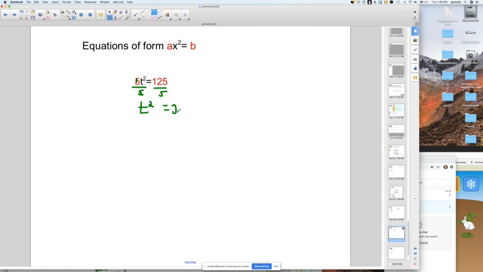So is the answer T equals 25? No, because they're asking for T, not T squared. So whatever you do to one side, do to the other. If you want to get T here, you take the square root of T squared, and then you got to take the square root of 25. So T is equal to 5.